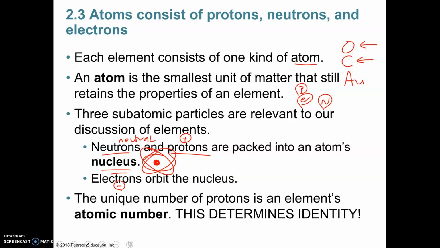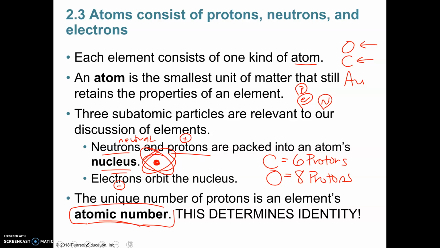Now, what gives the atom its identity, I mentioned, is the protons. So, for example, if it has 6 protons, it's always going to be carbon. If it has 8 protons, it's always going to be oxygen. If you change the number of protons, you change it into a different element. So that's very important. And that's called the atomic number, the number of protons that a particular atom has.